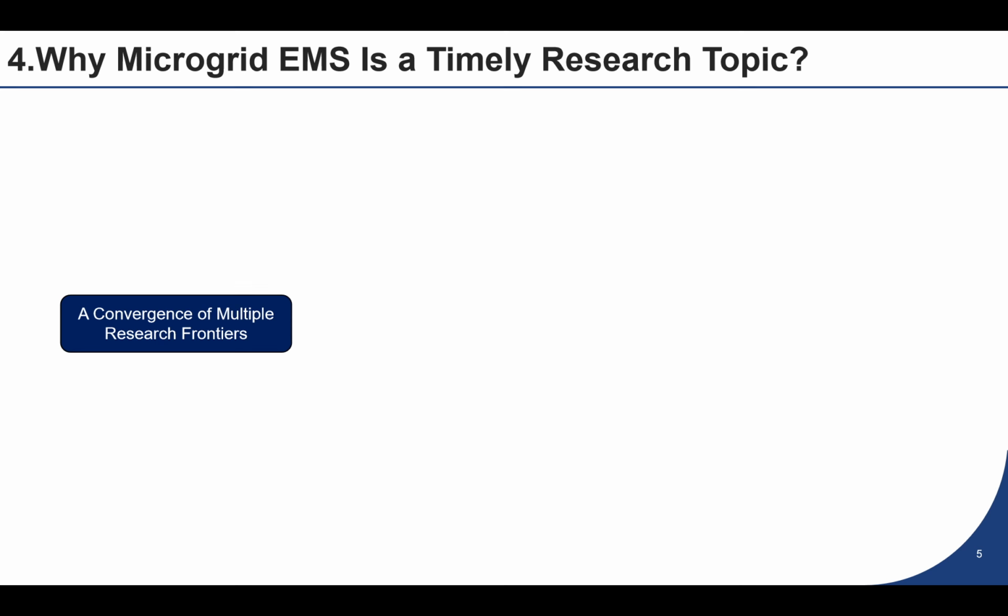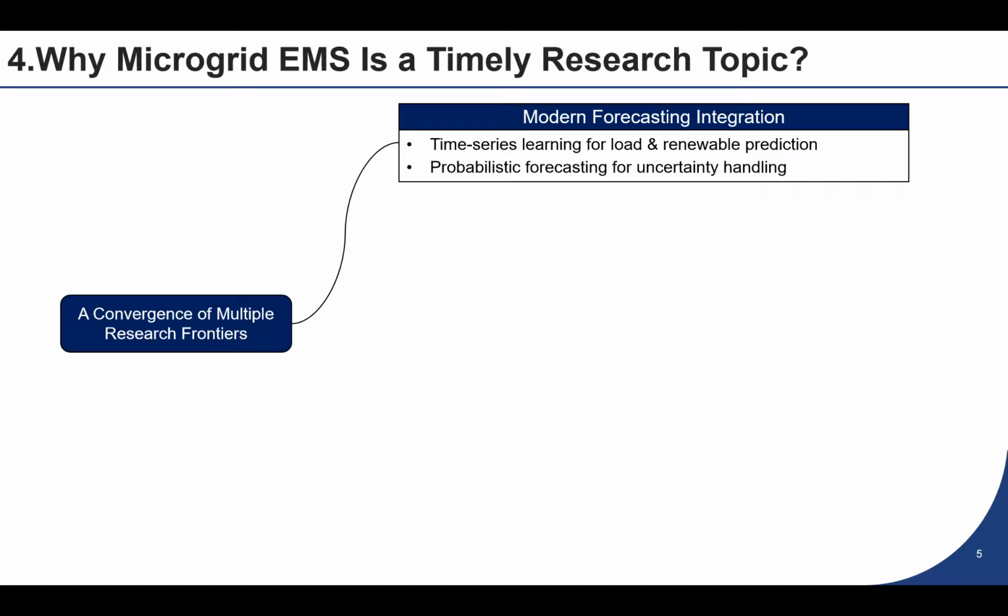The main reason microgrid energy management systems have become such a timely and highly active research topic is that EMS sits at the intersection of multiple cutting-edge research frontiers. First, with the rapid progress in AI and time series learning, we can now make much more accurate predictions for load, solar generation, and wind power. Models such as LSTM, transformer, and probabilistic forecasting methods can be applied directly. More accurate predictions significantly enhance EMS scheduling and make operations more robust under uncertainty.